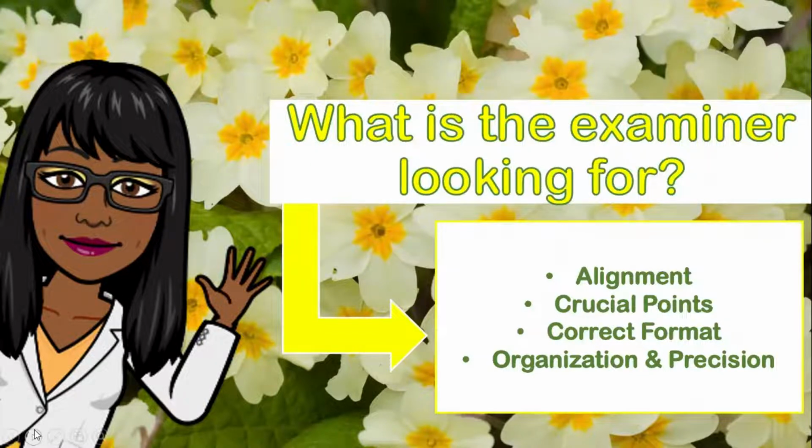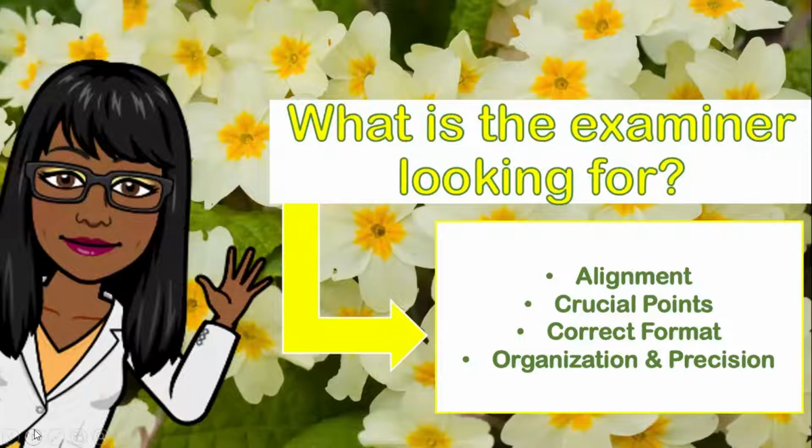So what is the examiner essentially looking for when they're marking your paper? This is what they're looking for. Alignment. Remember all of those points that I just talked about? You must say thanks. You must indicate that you are congratulating the person. You must indicate that you're writing a letter of complaint. You must say the date and the time. All of those key points that we talked about previously, that is what they're looking for in terms of crucial points.